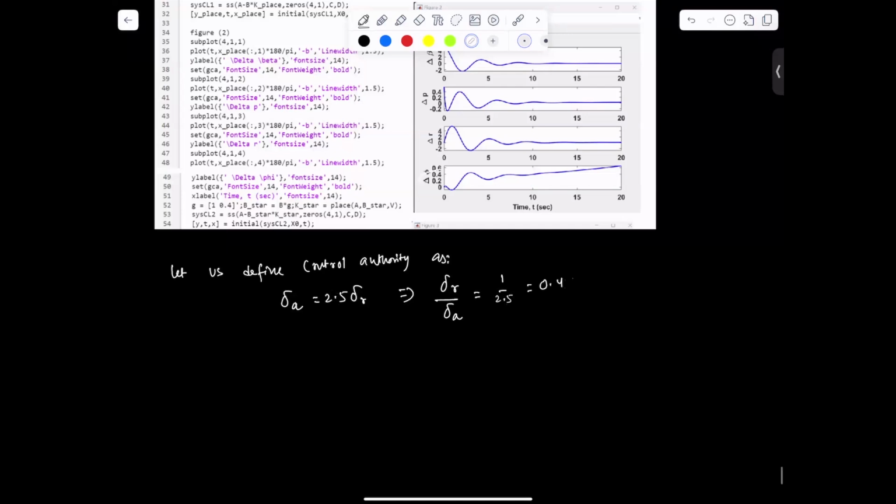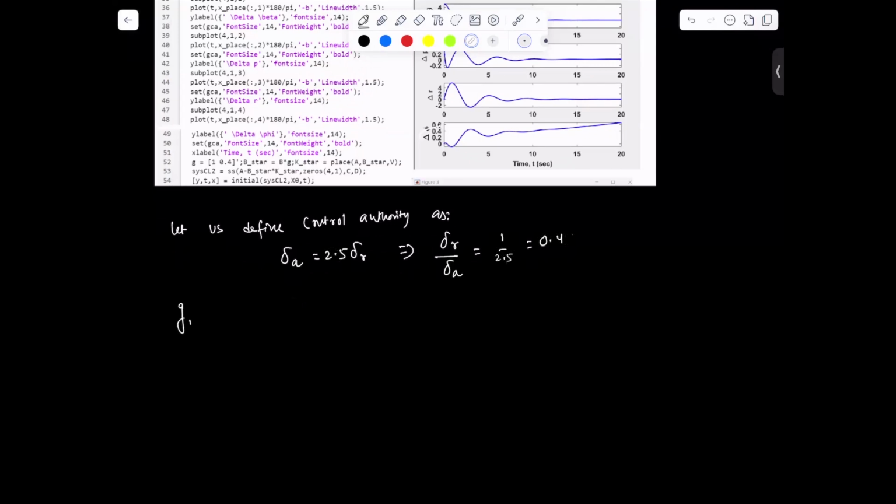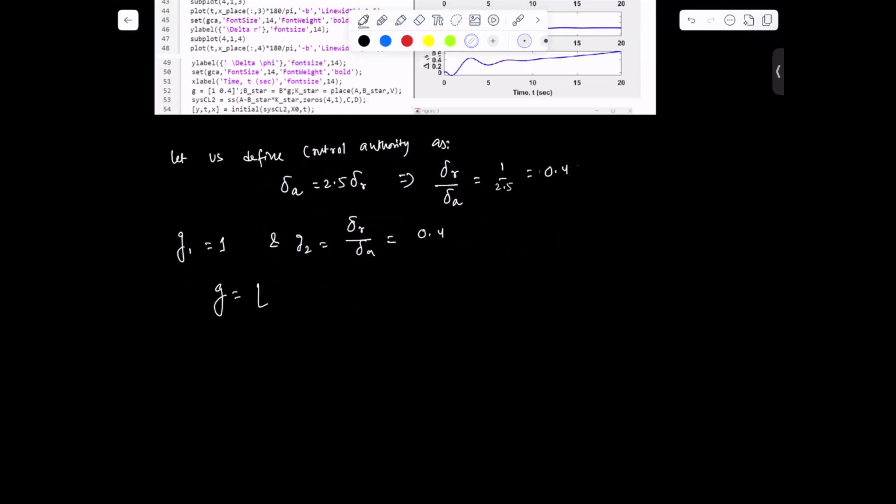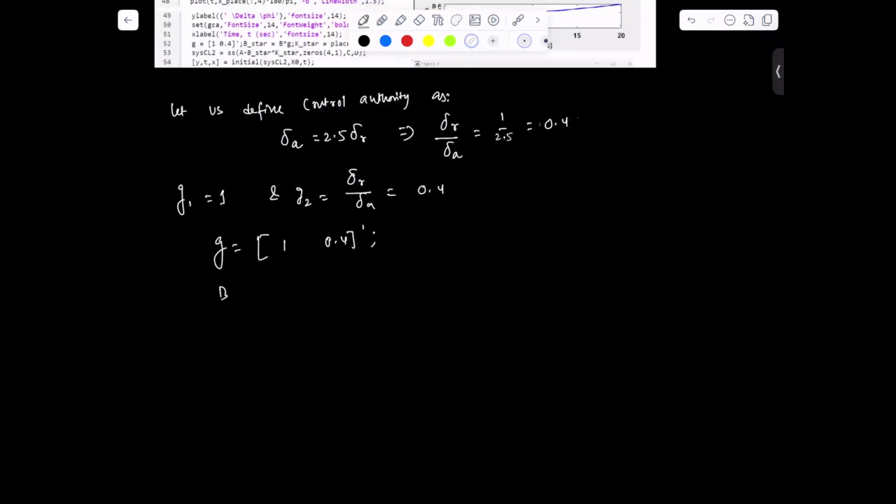And we are defining Z1 to be 1, and Z2 we can define as delta R over delta A equal to 0.4. So if you want to write in MATLAB, Z equal to [1, 0.4] transpose, and B star, what we have done in the last lecture, B into C. So this will give you the B star matrix.